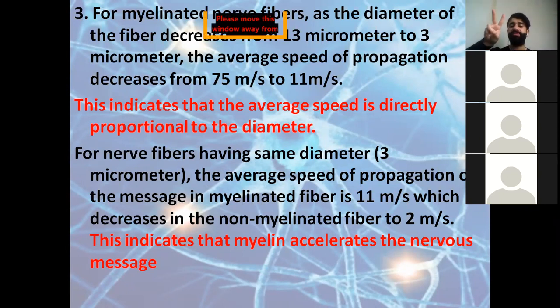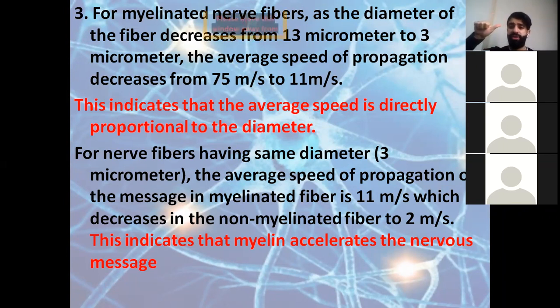So the second factor is the myelin. Already we know this. We have the myelin, we have the diameter, and also we have the temperature. If you remember, as the temperature increases, we have it as a note here. So this indicates that myelin accelerates the propagation of the nervous message. So this is the second factor.